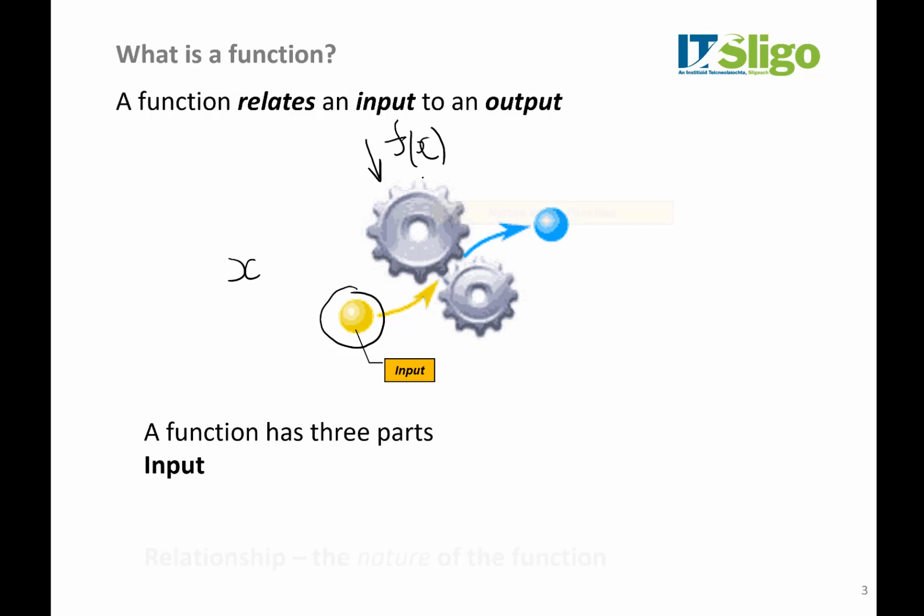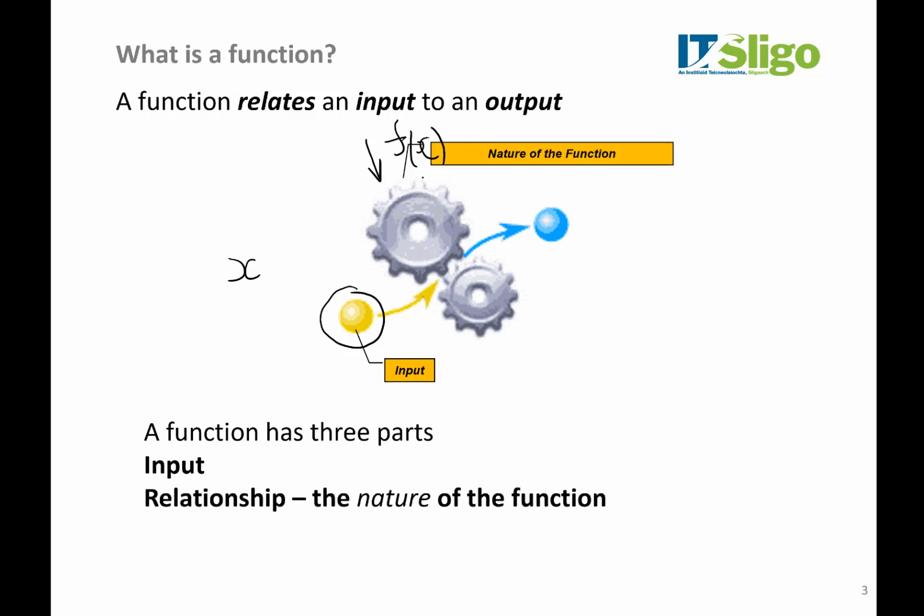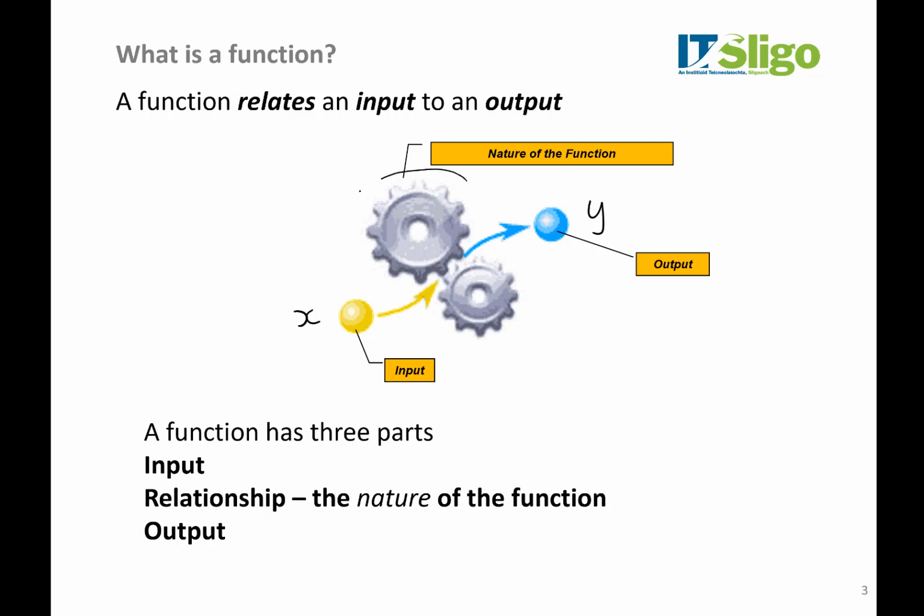This is the relationship. We'll be examining 7 of these. And then an output is produced. And that, as I said, we usually call y. This is what we're interested in though. What's going on in here? What type of function are we looking at? Is it linear? Is it quadratic? Is it exponential?